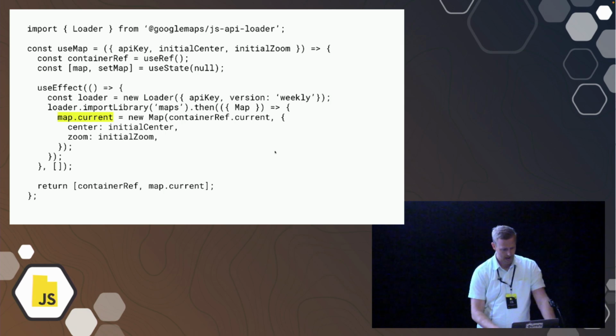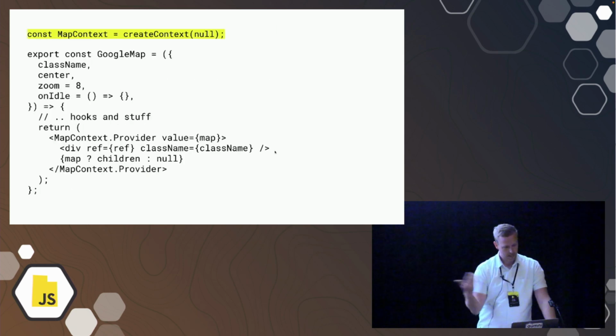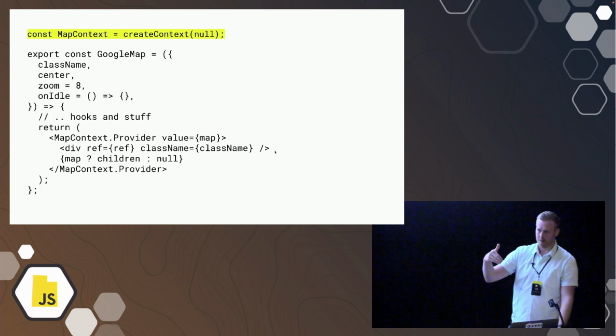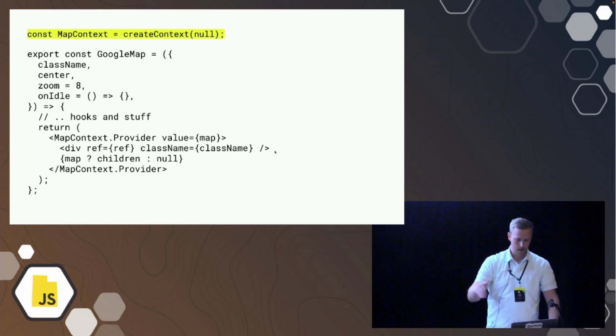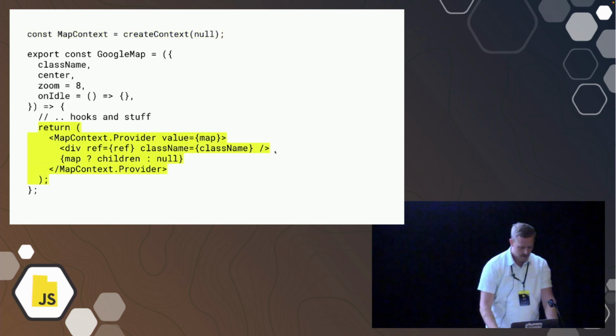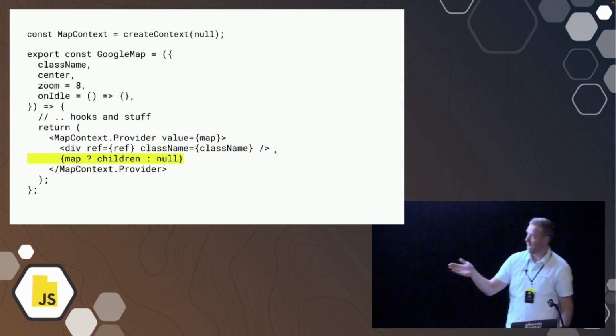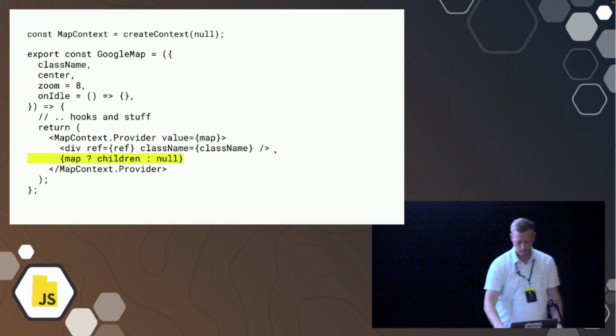So we swap this one out to use setMap, and then from here we can just return map. Now we can use context within this Google Map so that as we render any child components, they can access the map that we've created, that we've initialized. And that happens here where we have the provider newed up with the map. And then once we have a map, we can render children.